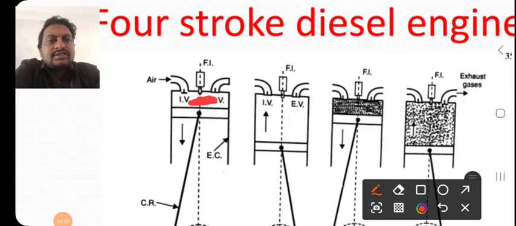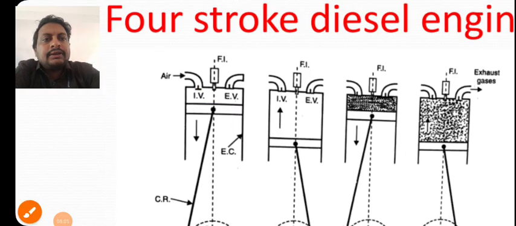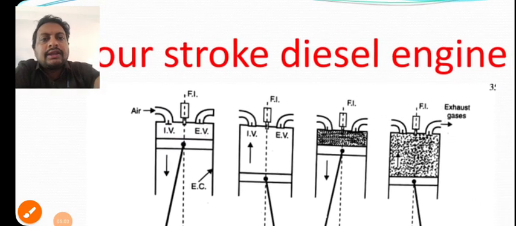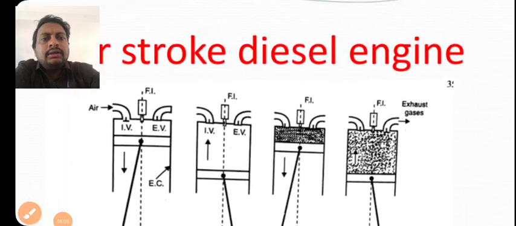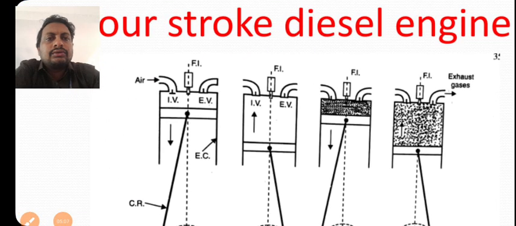During the suction stroke, the inlet valve will be open and the exhaust valve will be in the closed position. The air will be sucked into the engine cylinder. Due to the pressure difference, the pressure inside is less than the outside atmospheric pressure, so the air will be admitted into the engine cylinder during the suction stroke.